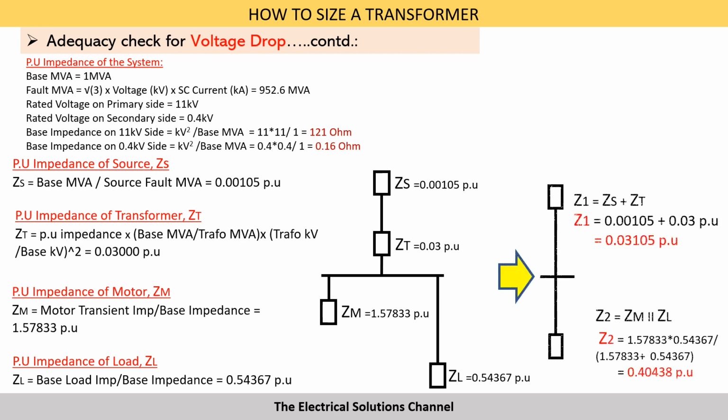Per unit of motor Zm is equal to 1.57833 per unit, and per unit impedance of the load ZL equal to 0.54367 per unit. Considering Z1 equal to sum of Zs and Zt which are in series, we have Z1 equal to 0.03105 per unit and Z2 as sum of Zm and ZL which are in parallel, we have Z2 equal to 0.40438 per unit.